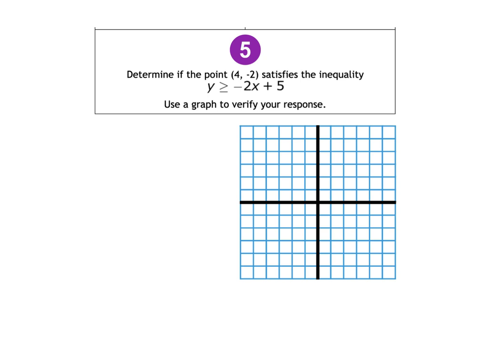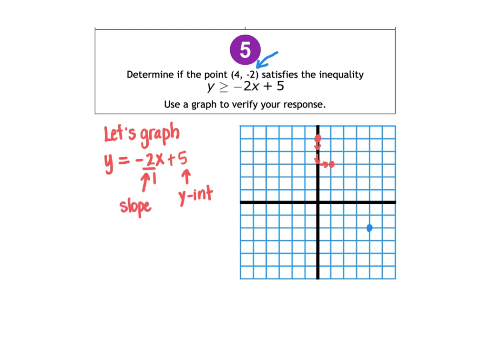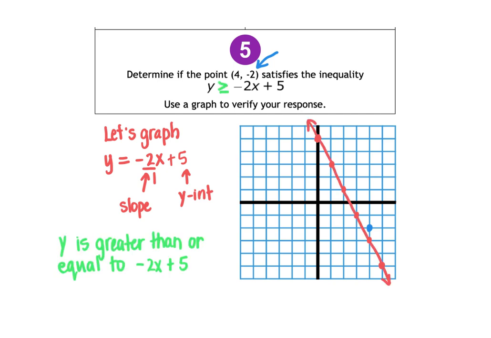Question number 5 asks us to determine if the point 4, -2 satisfies the inequality y is greater than or equal to -2x plus 5. Let's begin by plotting the line y equals -2x plus 5. We'll start at the y-intercept of 5 and we'll count our slope down 2 and over 1. We can repeat this count over and over until we run out of space on our grid. Then we have to figure out what portion of our graph we're going to shade. Since our inequality says y is greater than or equal to that line, then we know that our shading is going to be above the line or anything greater than those values for y.